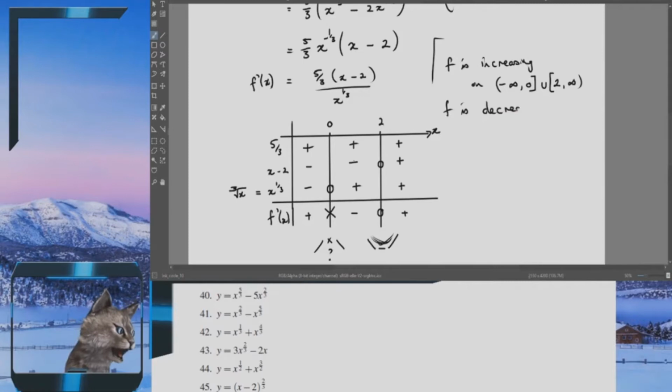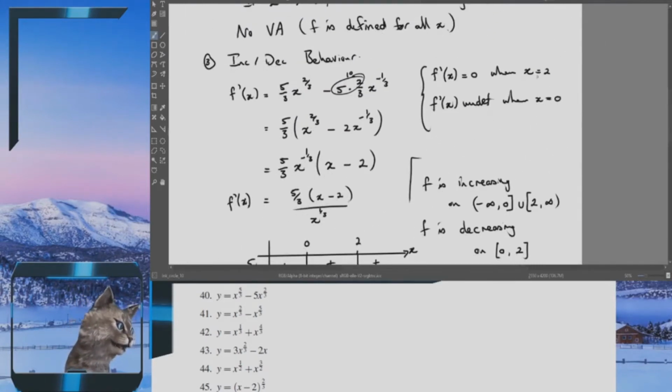F is decreasing on 0 to 2. Include them both, because the function is defined everywhere. Just because the derivative is undefined doesn't mean anything. For this sentence, I'm looking at the function.